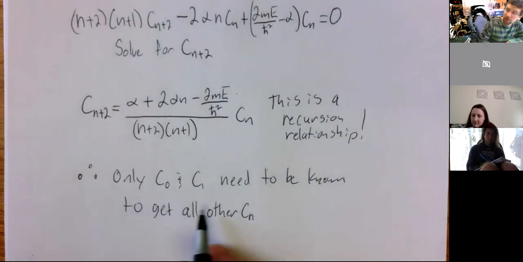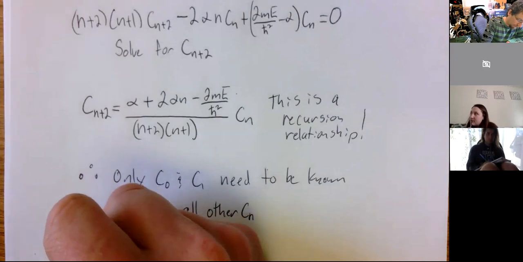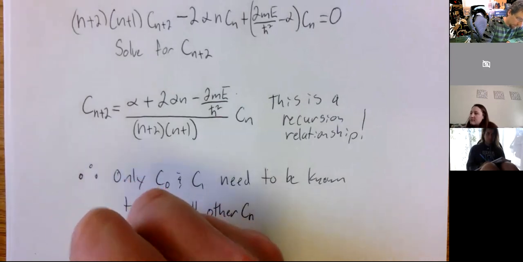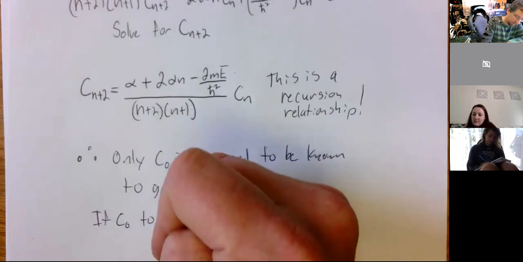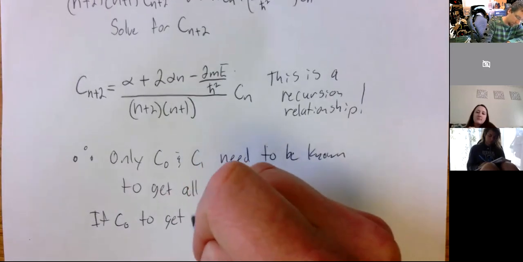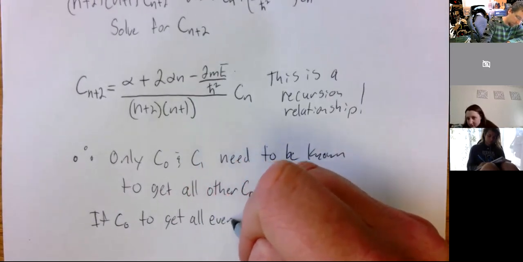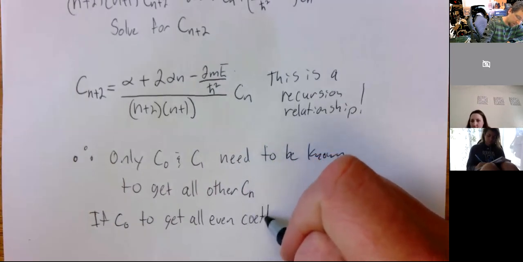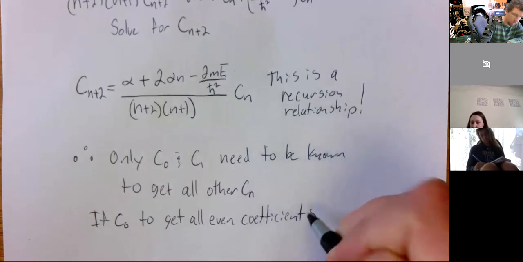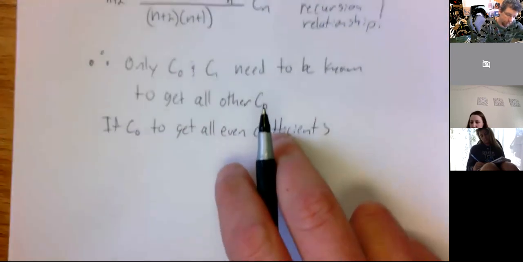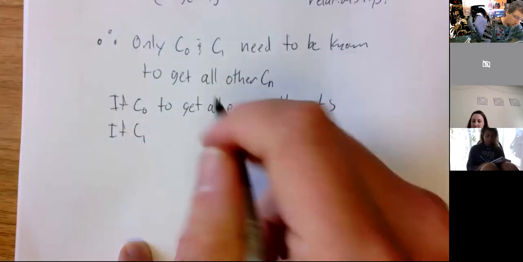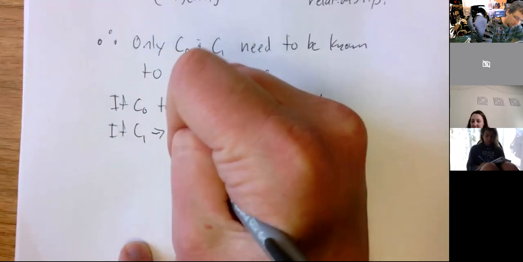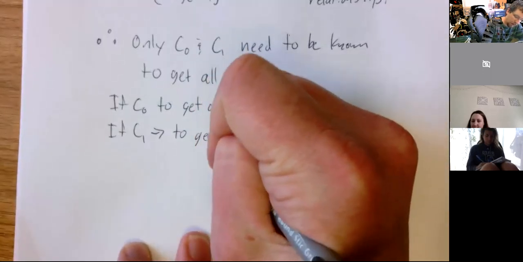So in order to get these, we have to know c sub 0 to get all the even coefficients. And if we know C1, we have to know that to get all the odd ones.